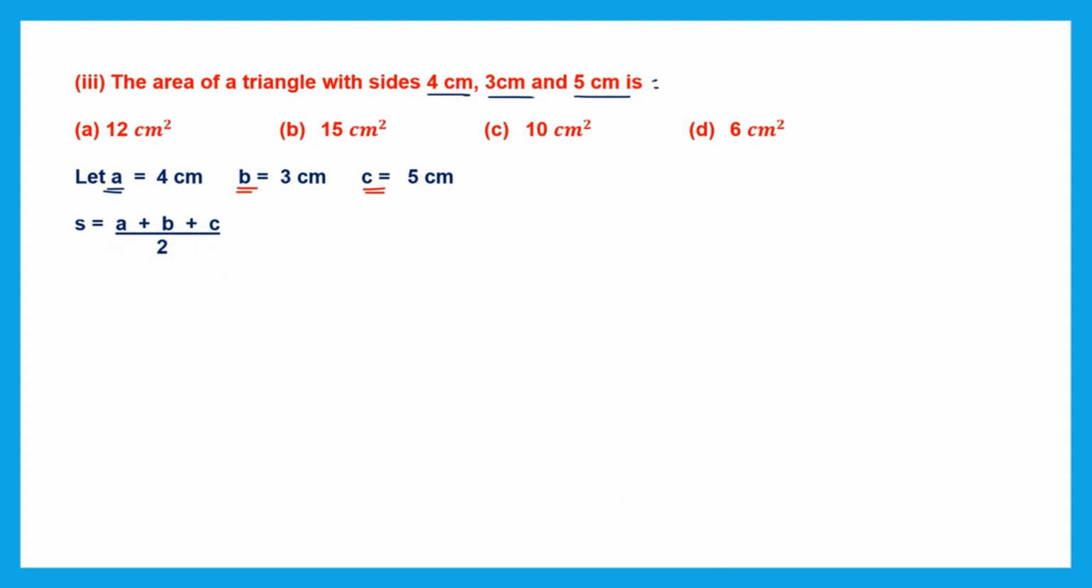So let's do that first. So we're going to find the semi-perimeter. So A is the first side, 4 centimeters, plus B is 3 centimeters, plus C is 5 centimeters, and this we're going to divide by 2. So here 4 plus 3 is 7, 7 plus 5 is 12, 12 by 2 is 6. So we have found the semi-perimeter, which is S, that is 6 centimeters.